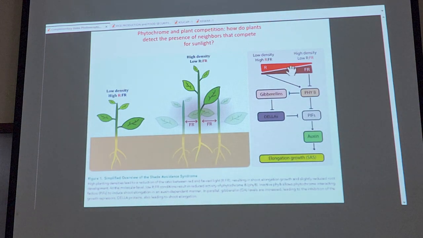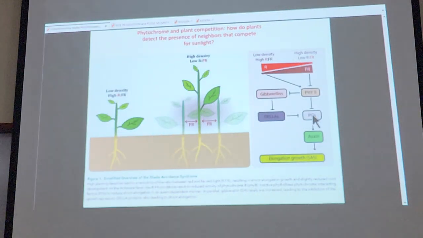not only is that happening, even the gibberellin will be impacted as well. And gibberellin is actually connected to this DELLA. DELLA is a transcription factor, okay? This is the growth-inhibiting protein, this DELLA, okay? So when DELLA is out of the question, because gibberellin is also out of the question, because phytochrome B is out of the question, PIF will be amplified.